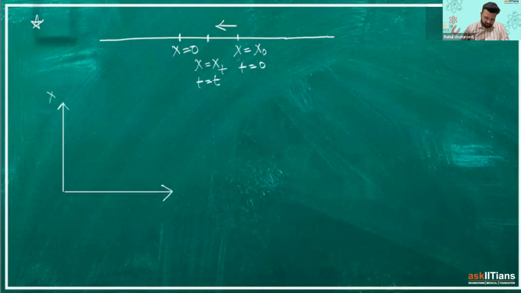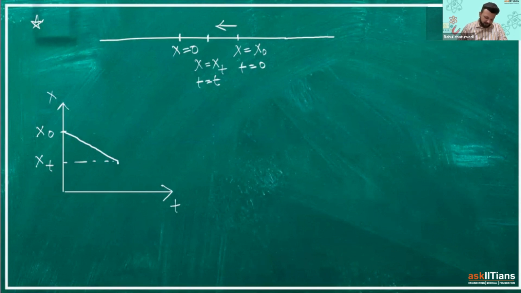So, position versus time graph. Here the initial position is x naught, and the final position, after time t, is somewhere here, x t. So in this case, again you have to draw the line. Now you have to find out the velocity.